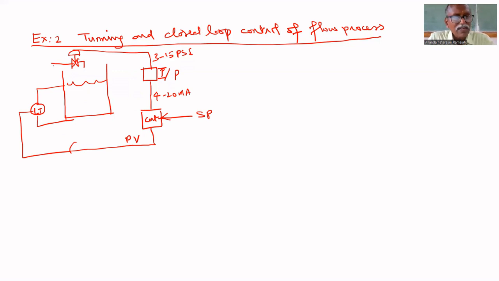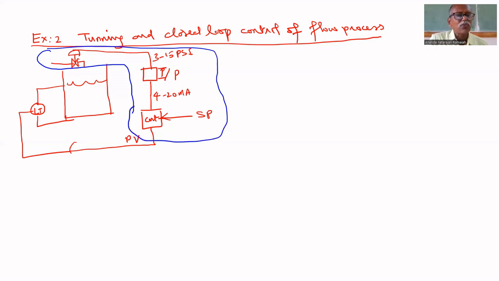If you consider this part alone, that is called flow process. Here what we are doing, actually to control level, we are controlling the flow rate. In some process, we have to control flow rate. Sometimes we have to control the flow rate.